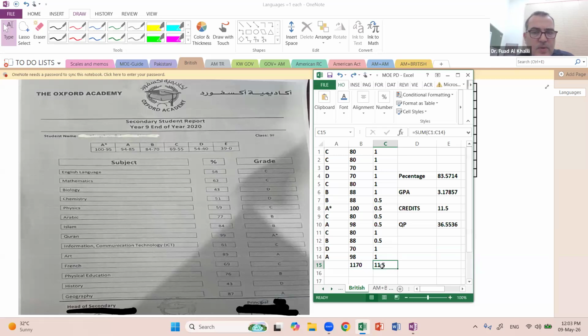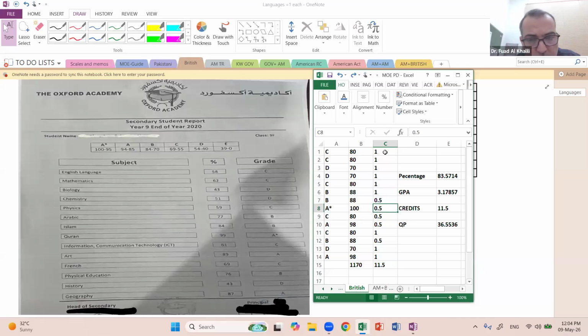Then the credits. What is the credit for this transcript or this report card? English is a language, so it's 1 credit. Math is a major subject. Math and sciences are 1 credit. Biology is a science subject, so it's 1 credit. Chemistry is 1 credit. Physics is 1 credit. Arabic is a language, it's 1 credit.